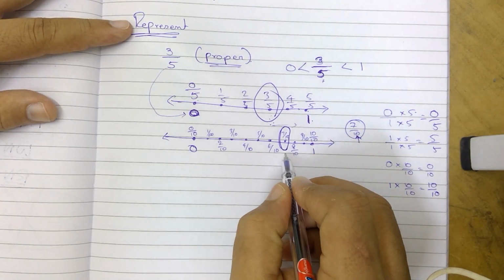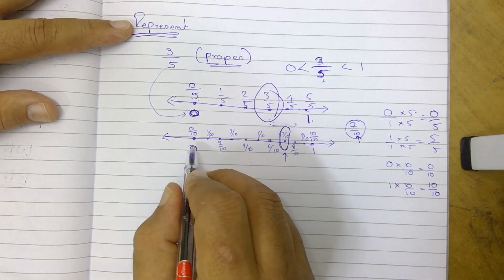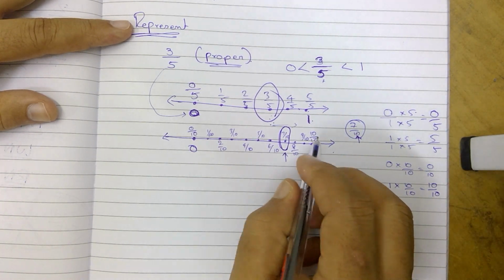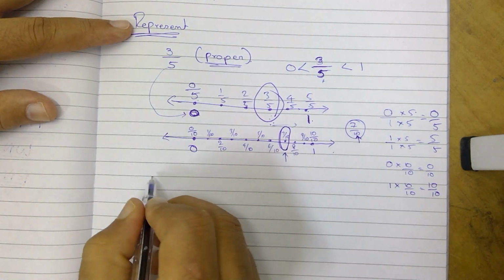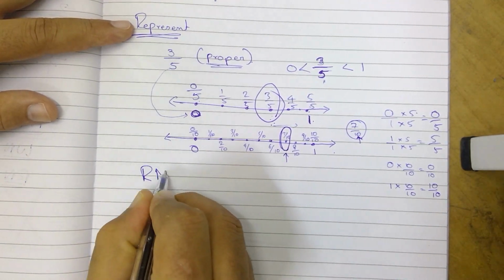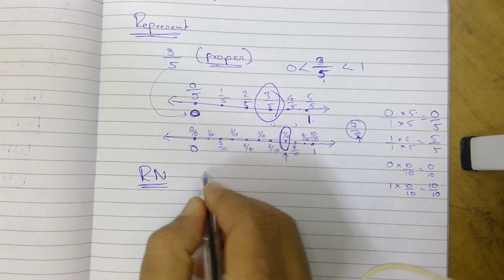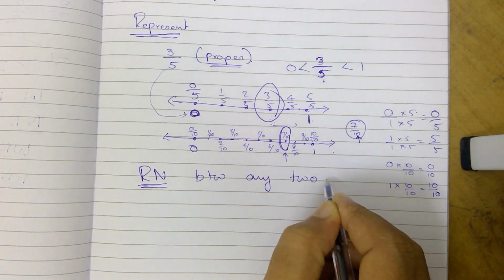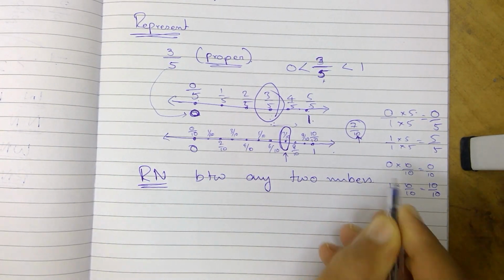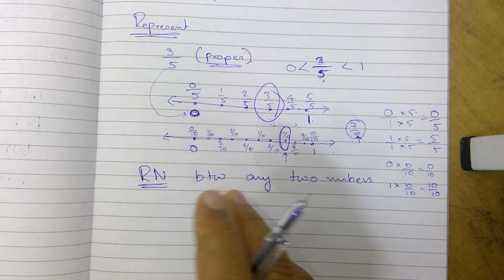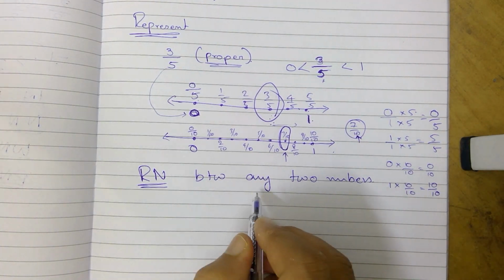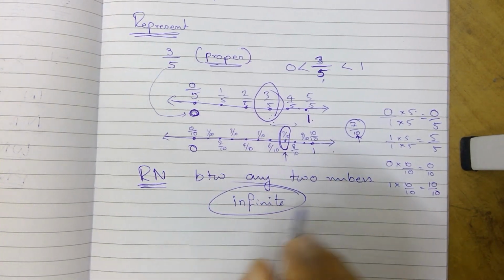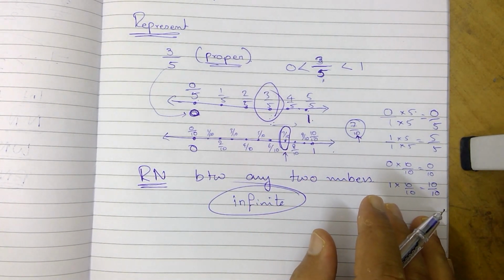Now you can understand, my dear students, that I can divide 0 and 1 into n number of parts, so that means infinite parts. So how many rational numbers will I have between any two numbers? You take consecutive numbers, or numbers far apart, how many numbers can you write? You can write infinite numbers. This is the concept behind this.